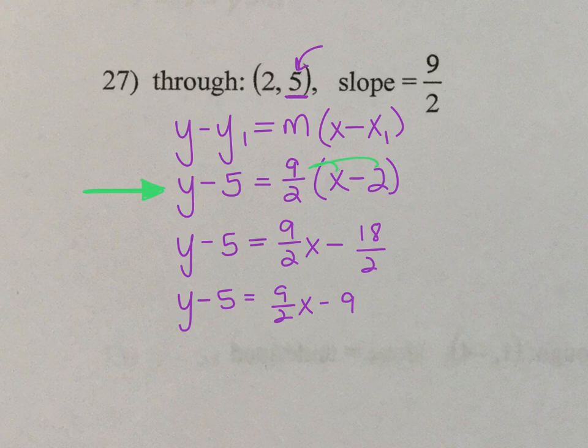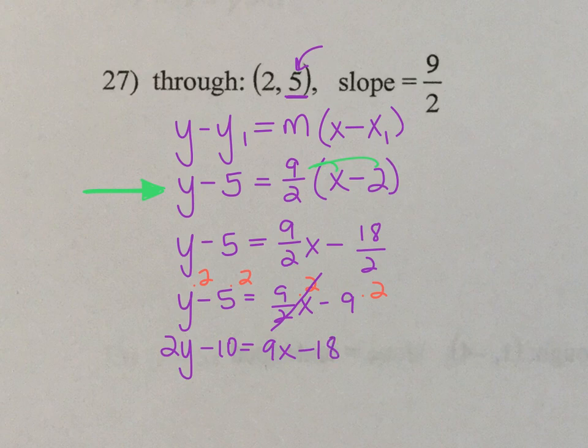Okay, now our job is to get x and y on the same side and to get rid of the fractions. Well, if it were me, I would try to get rid of the fractions first. You know me, I don't like fractions. I don't want to deal with them, so I'm going to get rid of them first by multiplying everything by 2, just like we did in the previous problems. So this is 2y minus 10 equals, here the 2's cancel, 9x minus 18.